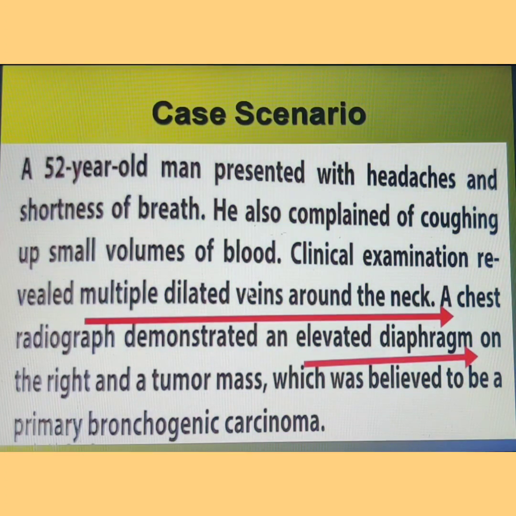Now let us discuss a case scenario before going into the subject. A 52-year-old man presented with headache and shortness of breath. He also complained of coughing up small volume of blood. Clinical examination revealed multiple dilated veins around the neck. A chest radiograph showed an elevated diaphragm on the right and a tumor mass, which was believed to be a primary bronchogenic carcinoma.